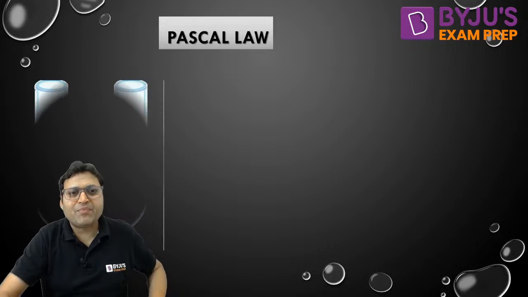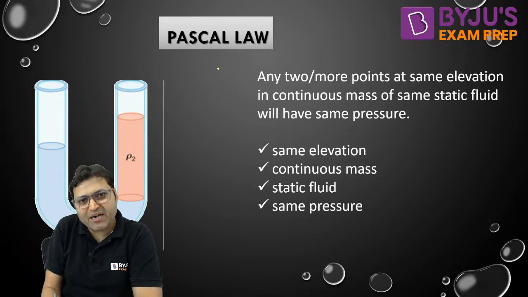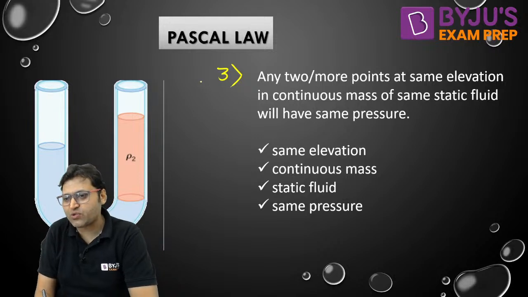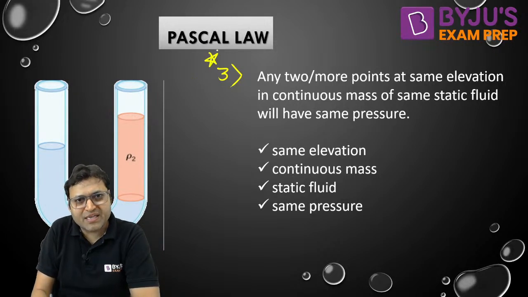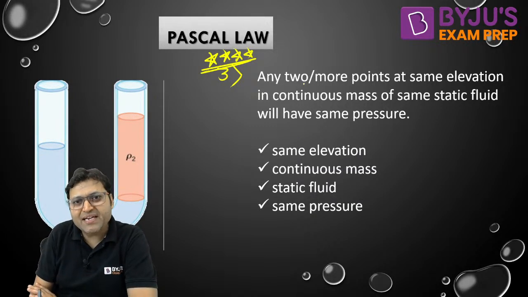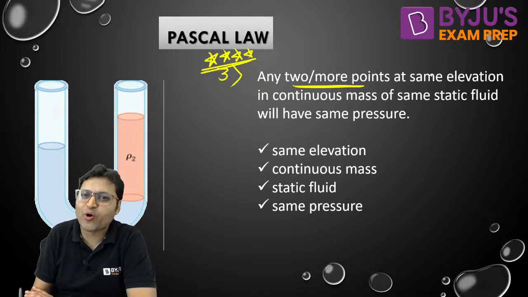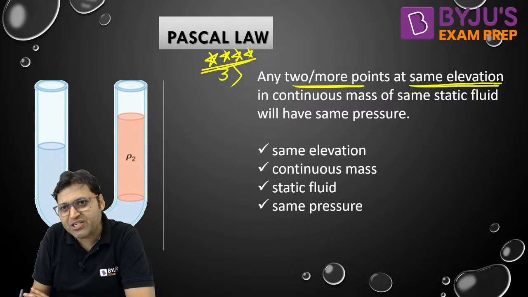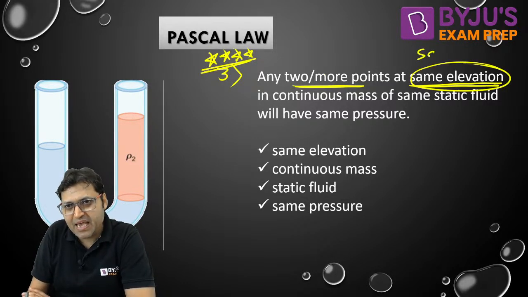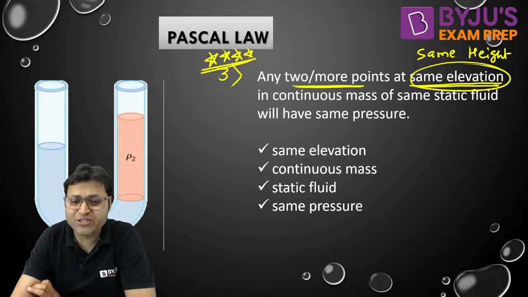The third statement will be more widely used. The third statement of Pascal law. Try to understand this one. This is the most important statement. Look, what the Pascal law says: any 2 or more points, if you are having 2 or more points at the same elevation, means same height, or in a horizontal plane.